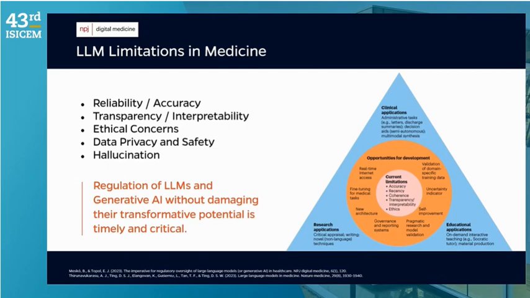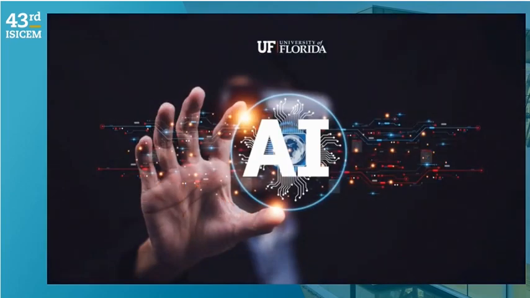Regulation of LLMs and generative AI in general is coming up in the United States. There is a lot of debate around this. I don't know what is ahead of us, but I think it's important that as we restrain and regulate them smartly, we also do not damage their transformative potential, because it is very timely and critical that we use them to our benefit. That's all I have. Thank you.